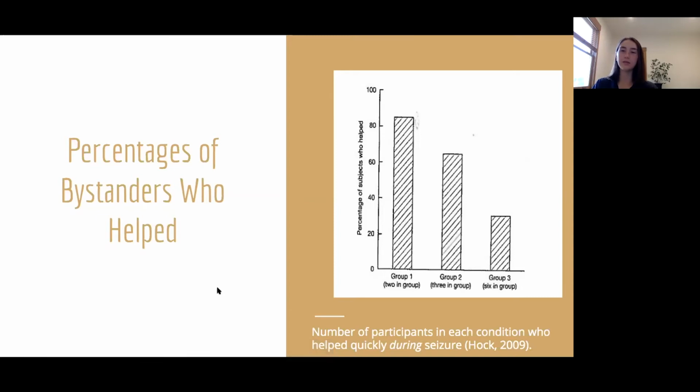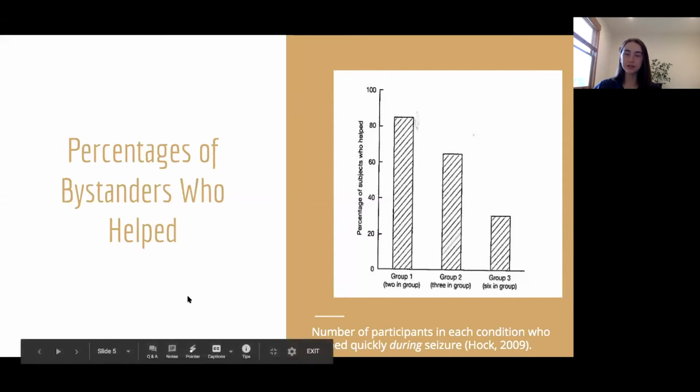They found that the more people there are in a group, the less guilt each individual bystander feels for not helping in the emergency because they bear the weight of their decisions alongside others.